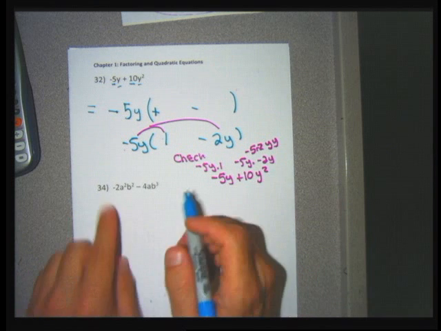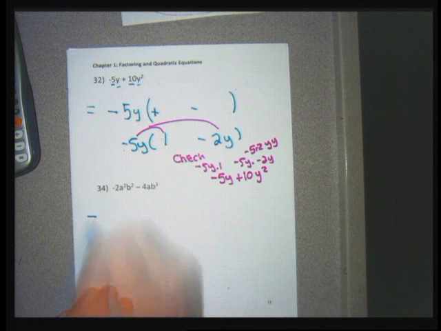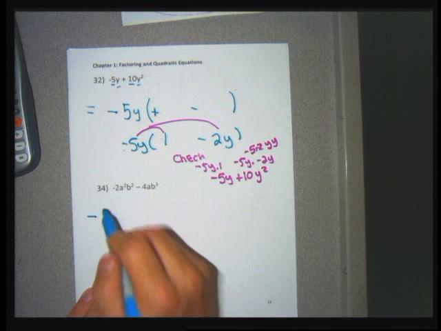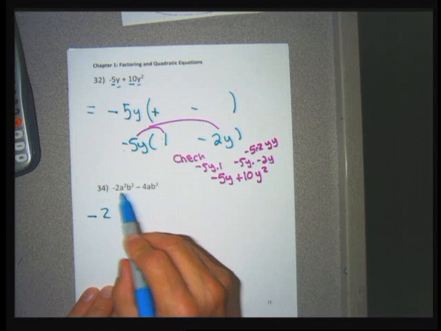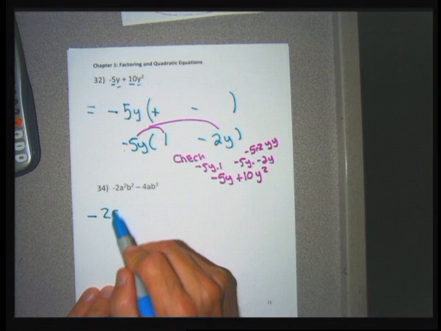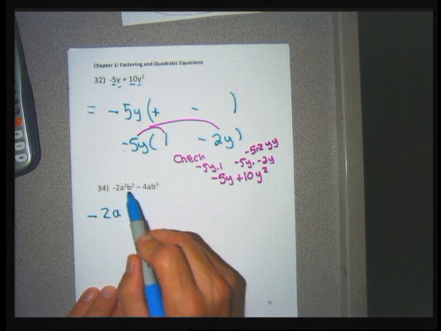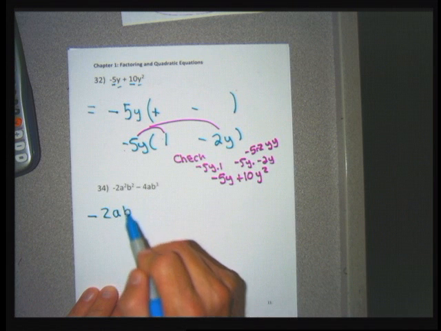34. Factor out the negative because the instructions ask me to factor out the opposite. 2 is the biggest number that goes into 2 and 4. Both pieces have an a. The smaller exponent is the a to the first. Both pieces have a b. The smaller exponent is the b to the second.